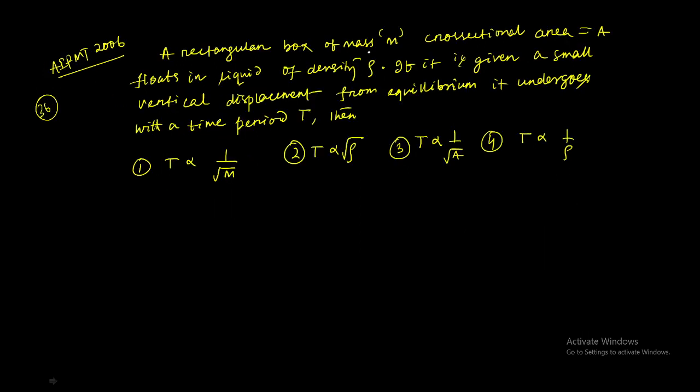So this box of mass m, cross sectional area A, floats in liquid of density rho.